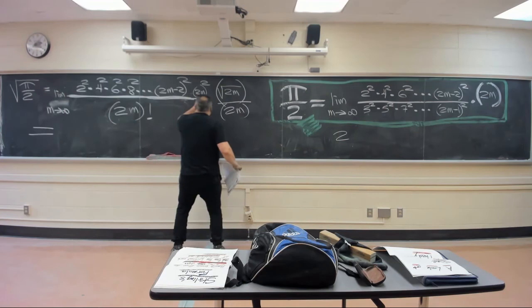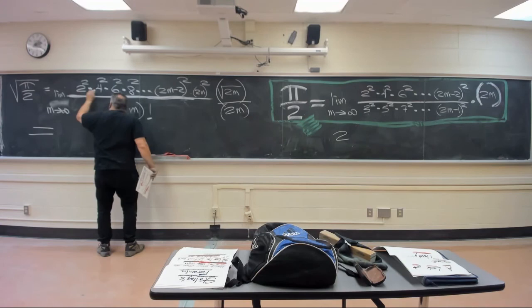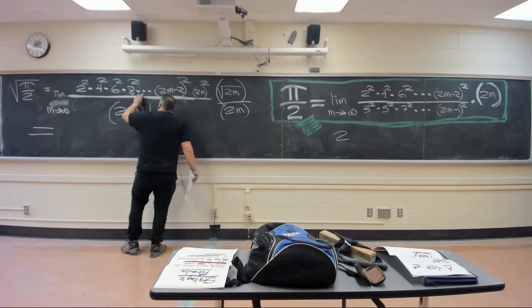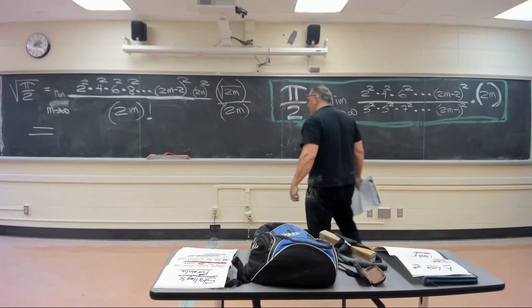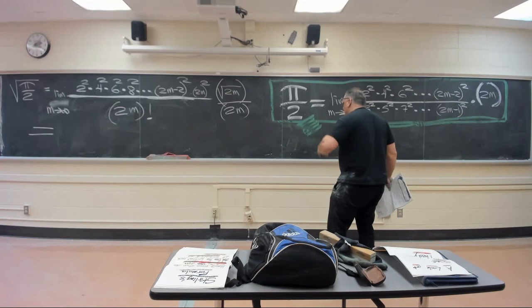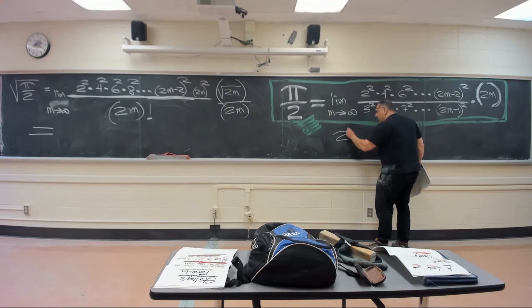Two times one is two. Two times two is four. Two times three is six. Two times four is eight. Two times five is 10. You get the picture. Two times m minus one is 2m minus two. Two times m is 2m. Aha. And the 2 has been pulled out of all of them, m times.